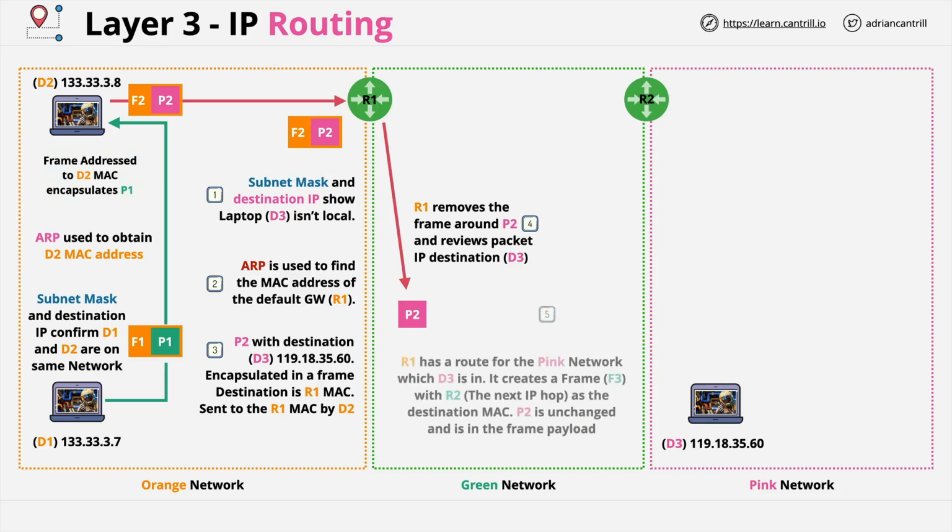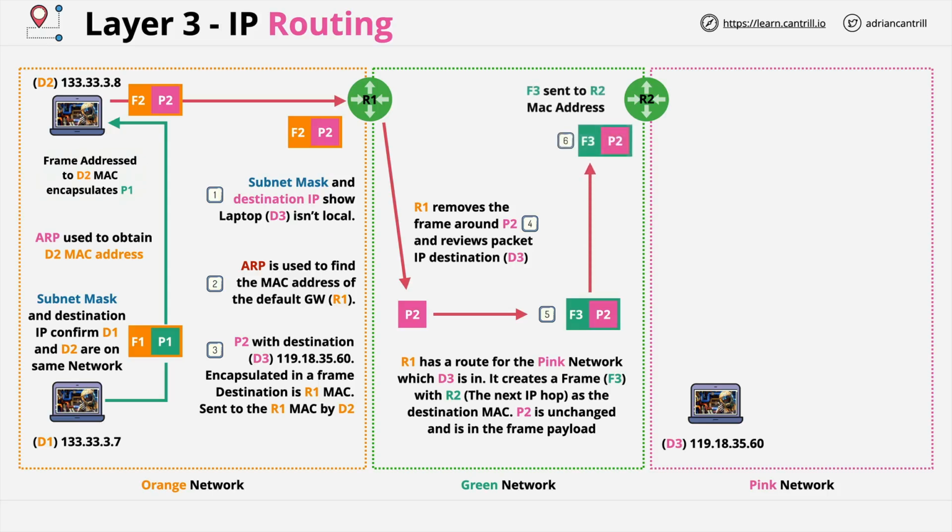So it takes packet P2 and encapsulates it in a new frame F3. Now the destination MAC address of this frame is the MAC address of router R2, and it gets this by using the Address Resolution Protocol, or ARP. So it knows that the next hop is the IP address of router R2, and it uses ARP to get the MAC address of router R2, and then it sends this frame off to router R2 as the next hop.